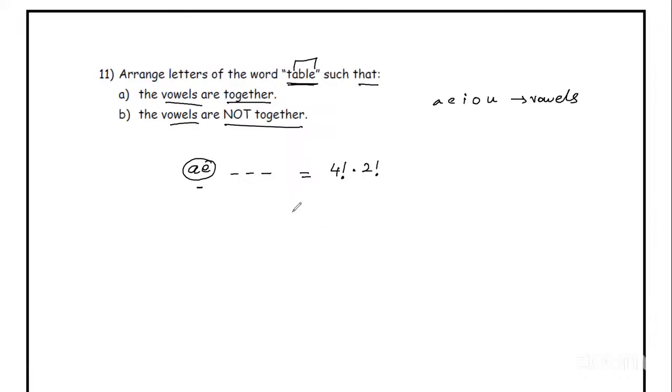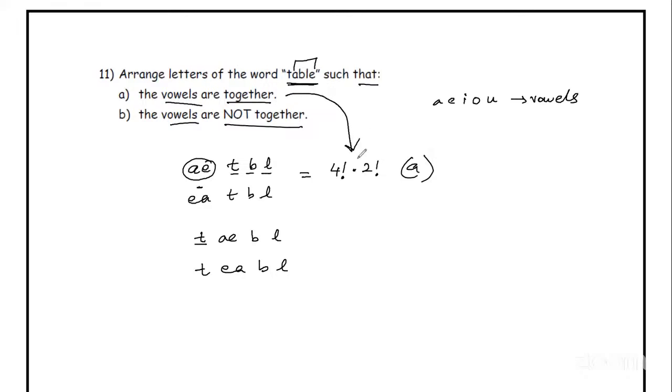So for example, one of the arrangements would be AETBL and the other one would be EATBL. And like that, you'd have several such arrangements where the AE can come, like T is out here and AE is out here, then BL, and then T and then EA and then BL. So there are 4 factorial ways to arrange these 4 dashes and 2 factorial for the EA to be interchanged among themselves. So that's the answer for A.